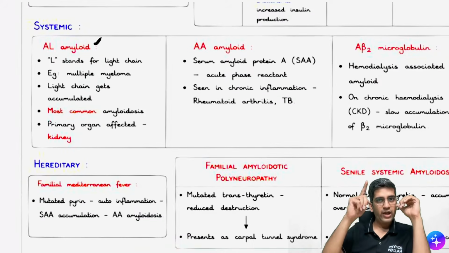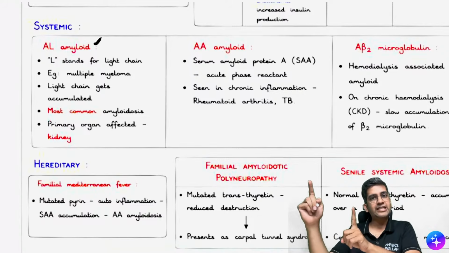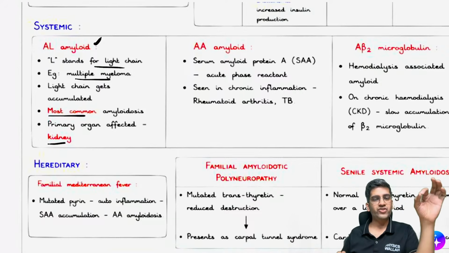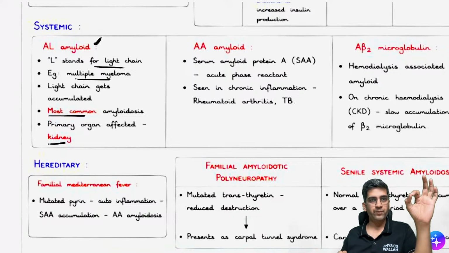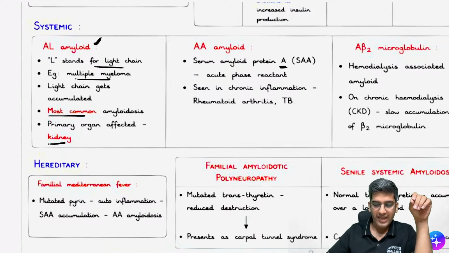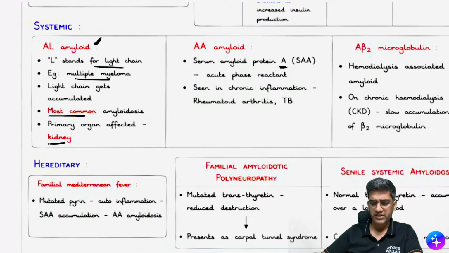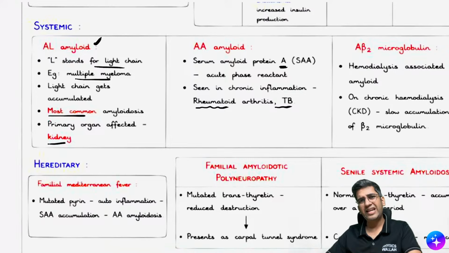AL: A always stands for amyloid. The second letter stands for what is being deposited. L stands for light chain, seen in multiple myeloma, the most common, and the primary organ affected is the kidney. AA: A stands for serum amyloid A protein. It's an acute phase reactant, so seen in any condition with chronic inflammation. If more inflammation is there for a long time, obviously it results in accumulation of the amyloid protein, right? AA amyloidosis: rheumatoid arthritis, tuberculosis, name any chronic inflammation, it can happen. Bronchitis, it can happen, right?